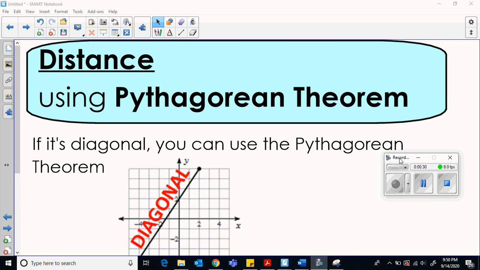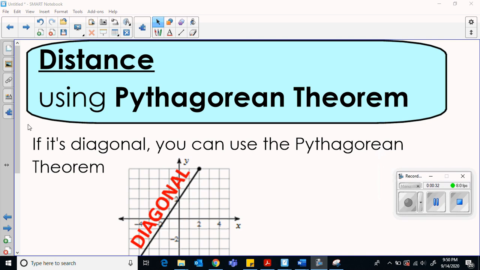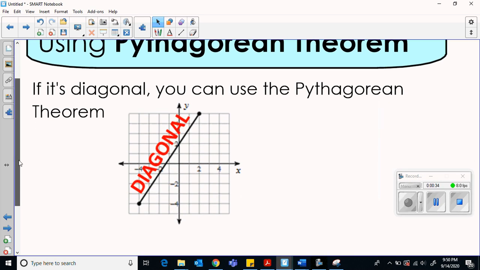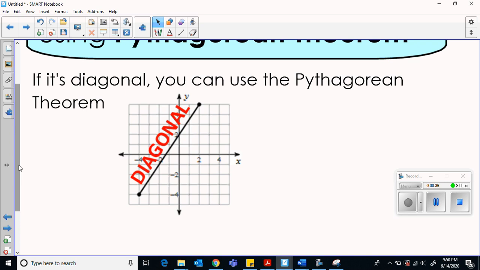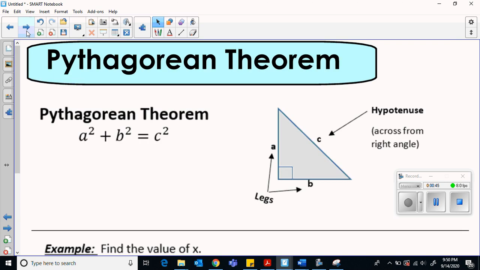But what happens when the line is diagonal and you actually can't count the spaces? Well, one of the methods that we're going to talk about in this video is going to use the Pythagorean theorem. Well, what is the Pythagorean theorem? So let's go over that.